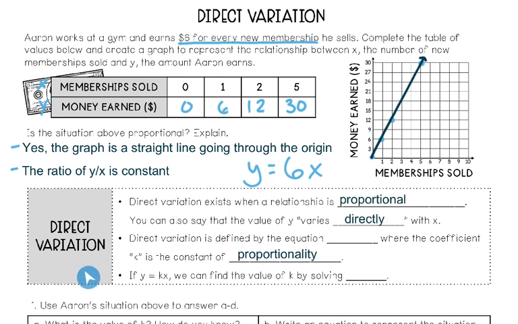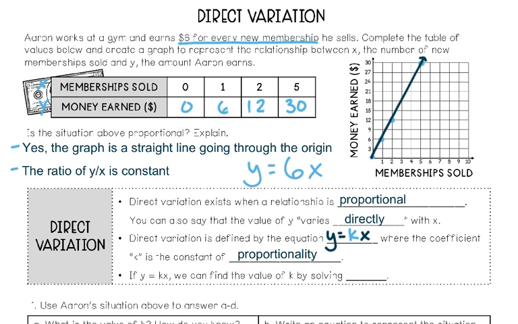One of those is direct variation. Direct variation exists when the relationship is proportional, like we just looked at. You can also say that the value of y varies directly with x. So in this case, money varies directly with memberships sold. All that just means is that we can write an equation for the relationship just like we did up here. You might see that constant of proportionality represented with the variable k or with m as the slope.